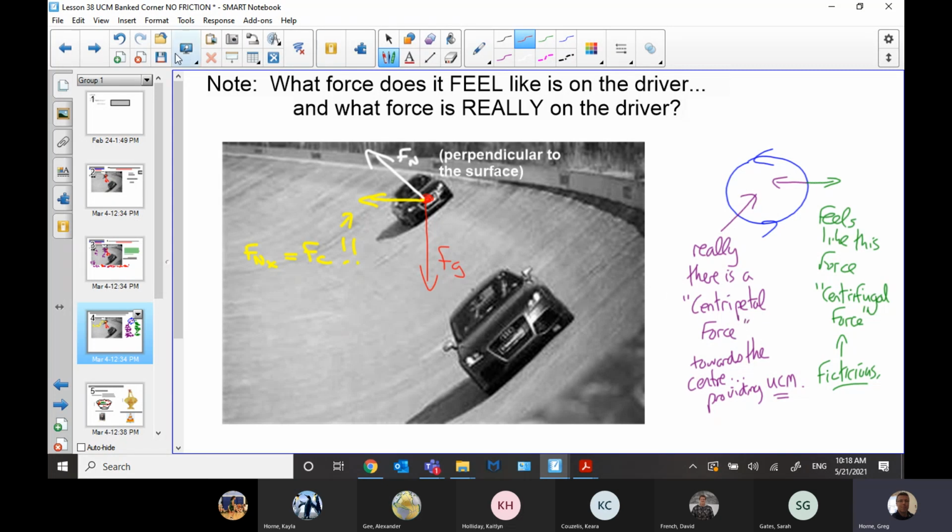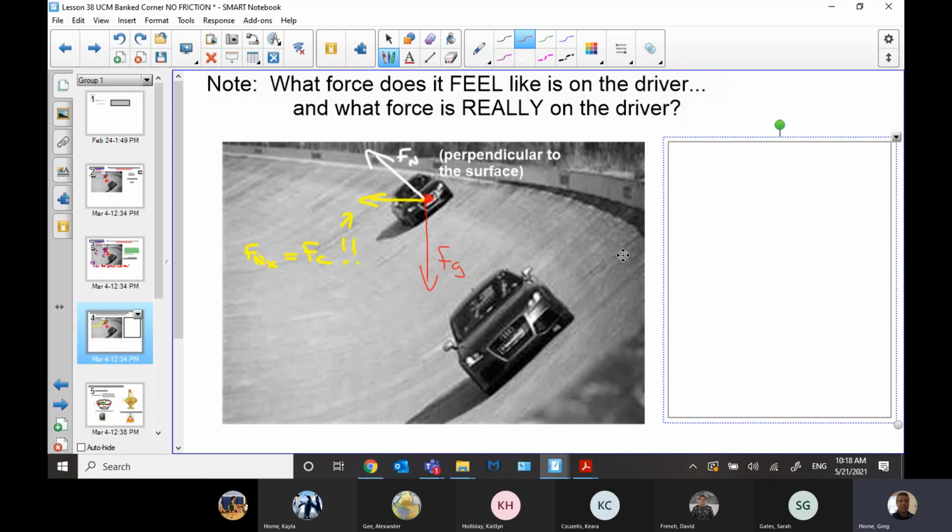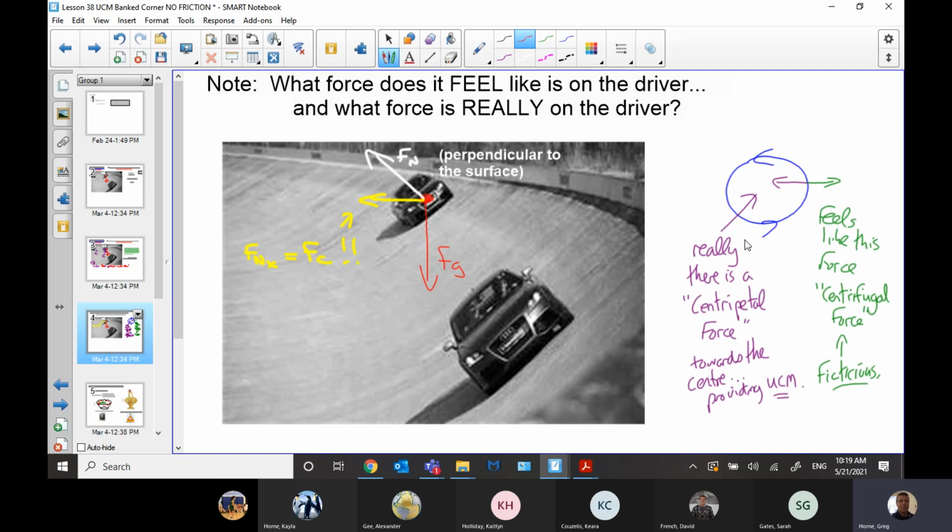So, what's this thing here? What force does it feel like is on the driver, and what is really on the driver? What we're thinking about, right? The driver kind of feels like there's a centrifugal force pushing out, and then the seatbelt, the person strapped into the car, would be pushing inward, right? So picturing this, the driver's going to feel like there's a centrifugal force outward, and is going to feel that push that's balancing it inside the car.